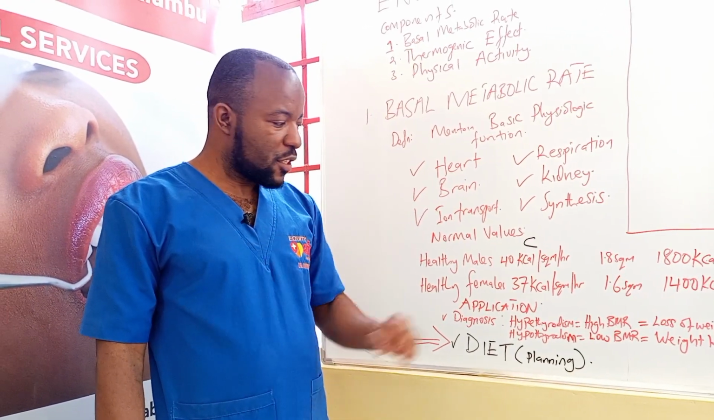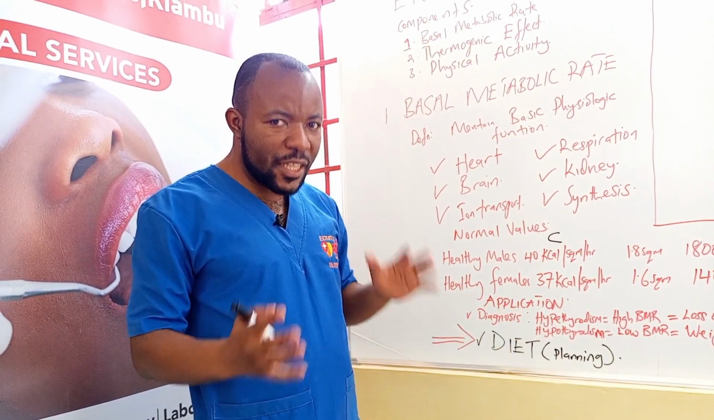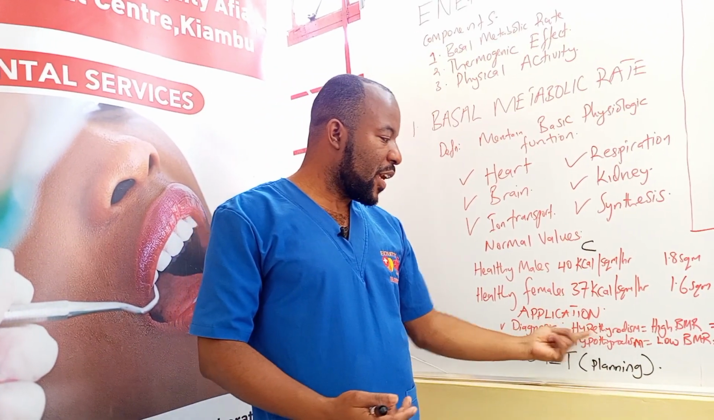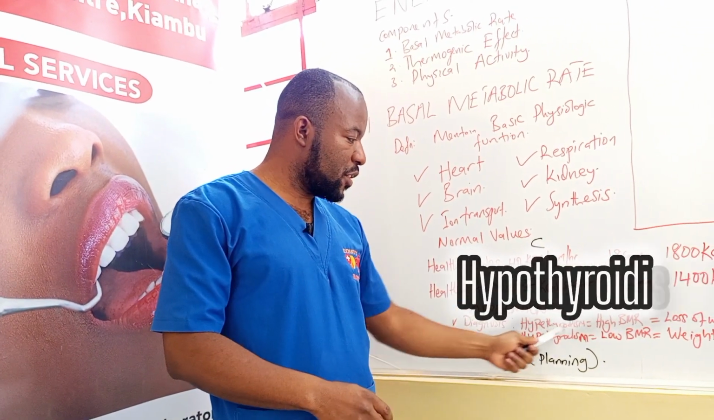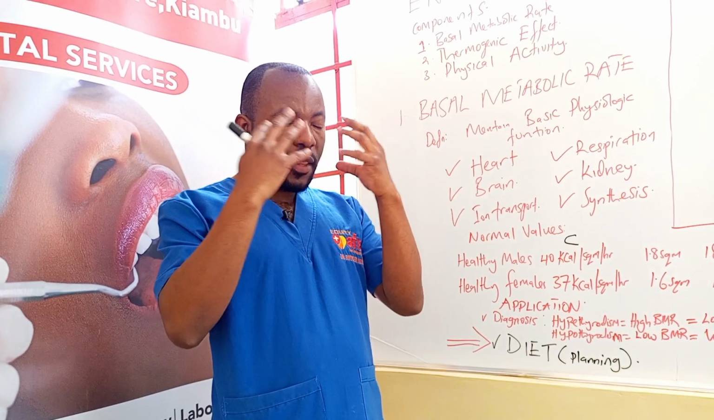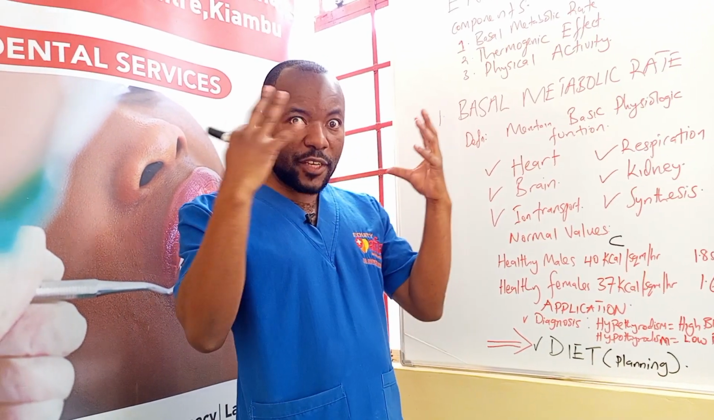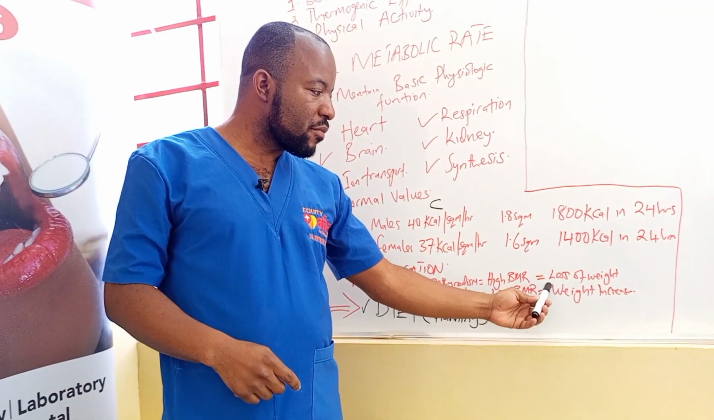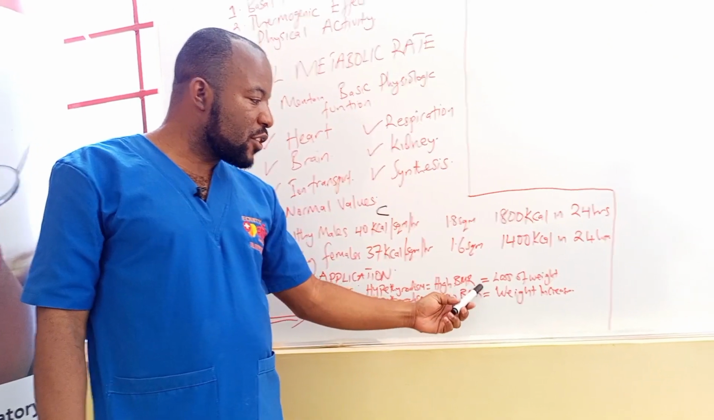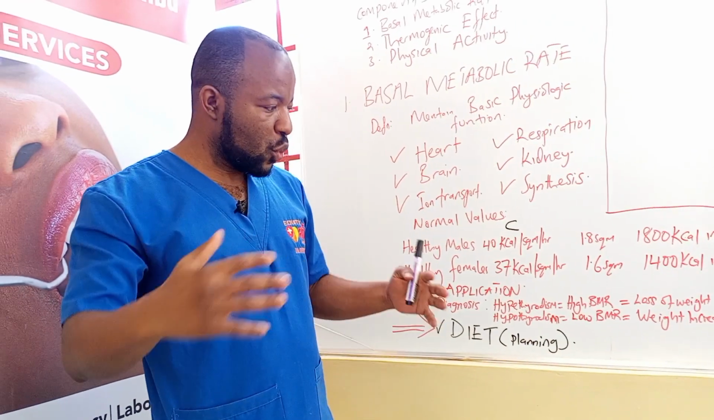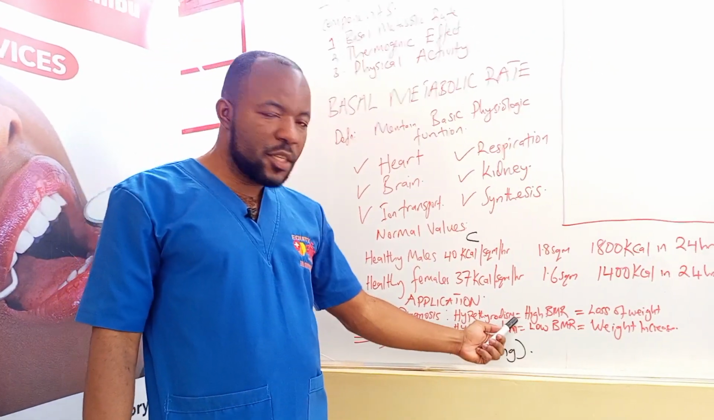Why are we studying all this? We can use this information in diagnosing conditions like hyperthyroidism, where the body metabolic rate is high. Someone is sweating, losing weight, the eyes as if they have dilated. Because the basal metabolic rate in hyperthyroidism is high, there is going to be loss of weight. Since the energy you're using is too much, you're going to lose weight. So the person with hyperthyroidism will lose weight.